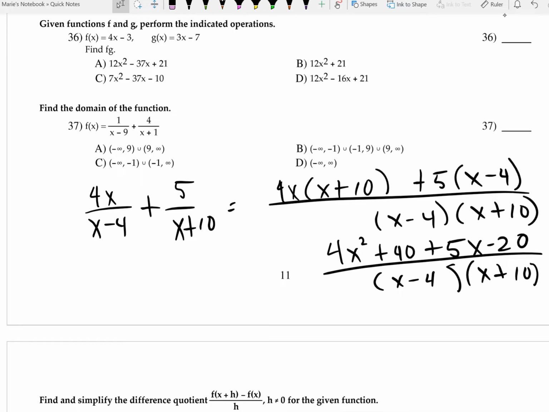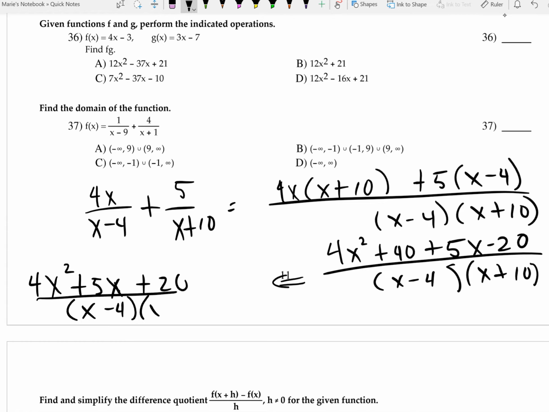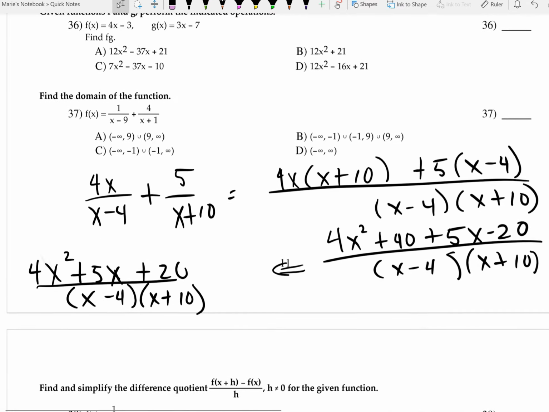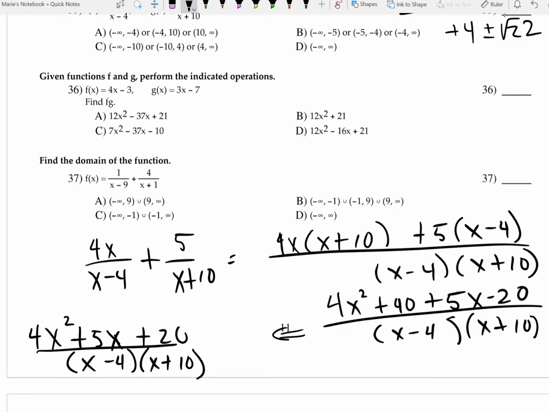Alright, and we combine like terms. You end up with 4x squared plus 5x plus 20, all of this over x minus 4, x plus 10. And so now what we want to do in this case is, well, if you look already, you can already see that it's going to be a little difficult to factor this, so it's probably going to be 4 and negative 10 for the solution. I'll go with answer choice C for that one.